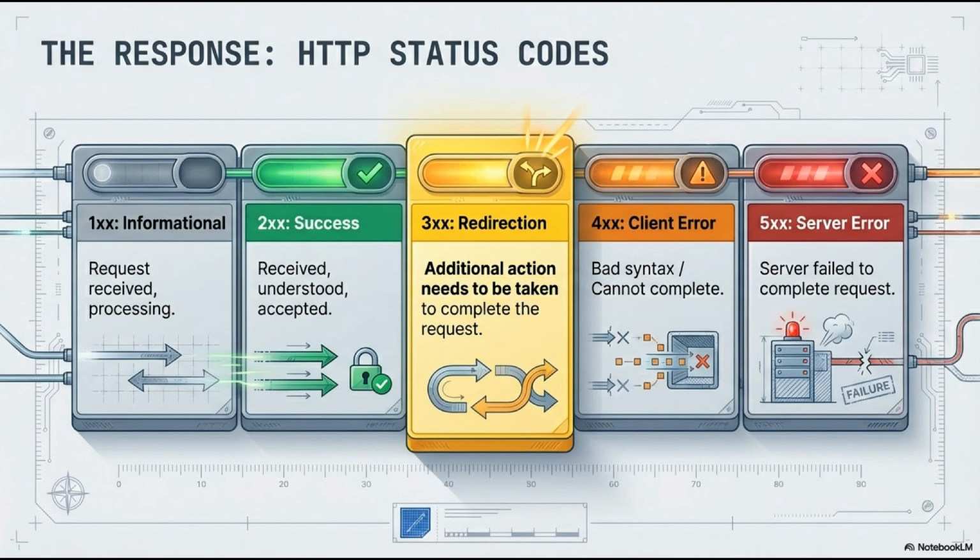codes. This is the tricky middle ground that certification exams just love to test you on. 3XX codes indicate redirection. The slide says additional action needs to be taken. That is the formal definition you really need to memorize. Additional action needs to be taken to complete the request. It sounds a bit bureaucratic when you phrase it like that. It just means the file isn't here anymore. You need to go look over there. It's a forwarding address. If you move to a new house, you leave a forwarding address at the post office. That's essentially a 3XX code.